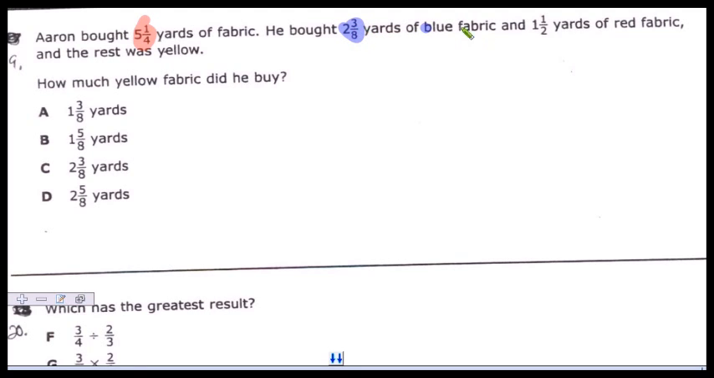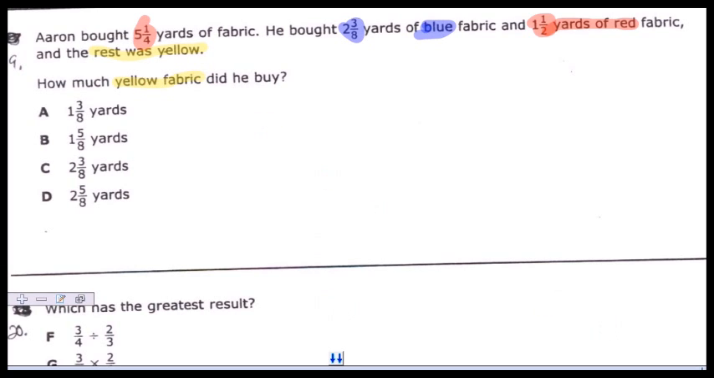So I'm going to color this in blue. Okay, and then 1 1/2 yards was red. I'm going to color that in red. And we want to know that the rest of it was yellow. Okay, so they're asking for the yellow fabric. How much did he buy?